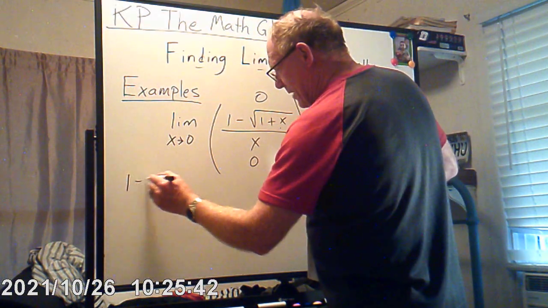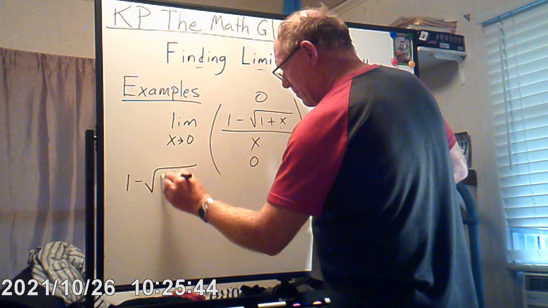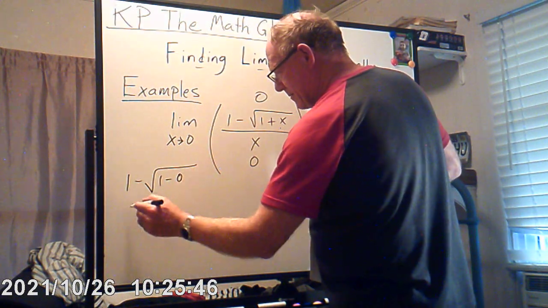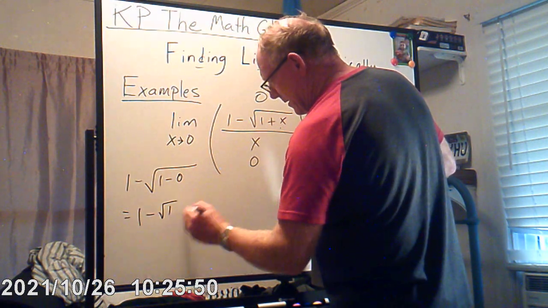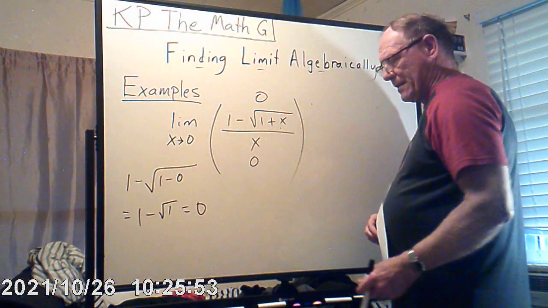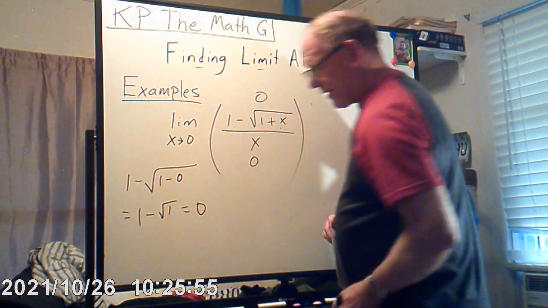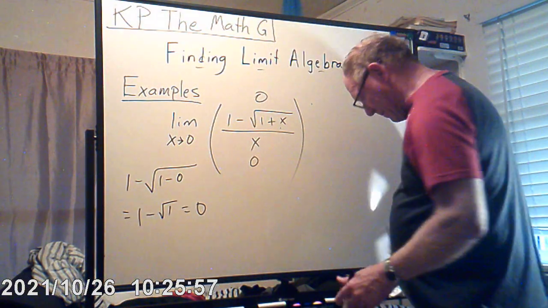I'll just put this on the side. 1 minus the square root of 1 plus 0 is equal to 1 minus the square root of 1, which, by the way, is 0, because the square root of 1 is 1. Alright, so there it is.